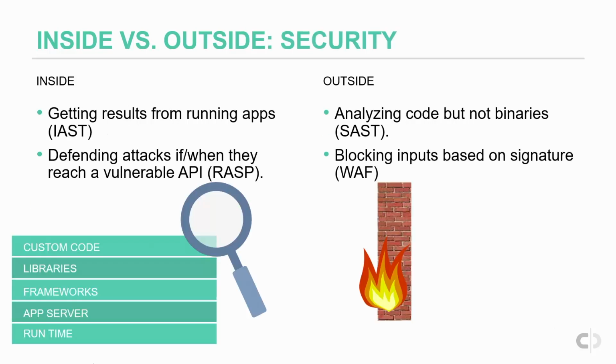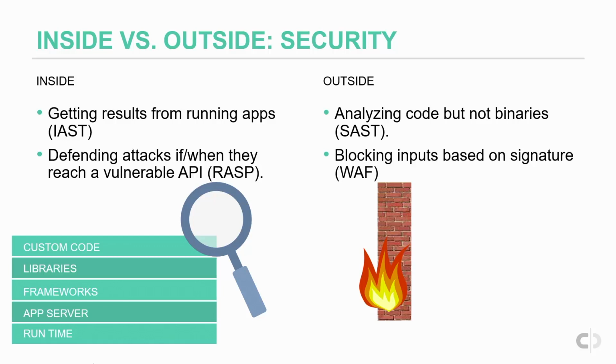Now, when we apply this to security, when we look on the inside, we're able to get results and security data from a running application using the context of what it actually does. When it comes time to defend an application, we're using that contextual knowledge of what the application is doing on the inside to defend the things that are actually happening. So our defenses are contextual. For example, we're defending a SQL injection in the SQL API. We're defending a file injection in the file API.